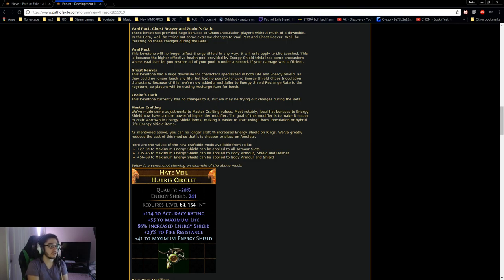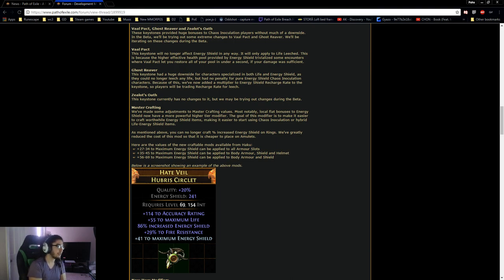Vaal Pact. This keystone will no longer affect energy shield in any way. It will only apply to life leeched. This is because the higher effective health pool provided by energy shield trivialized some encounters where Vaal Pact lets you restore all of your health pool in under a second if your damage was sufficient.